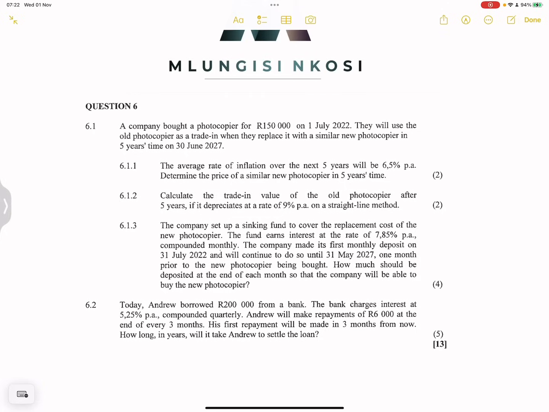Now quickly, let's look at the question. I got this from the May/June exam, the 2023 exam. So let's dive into it.